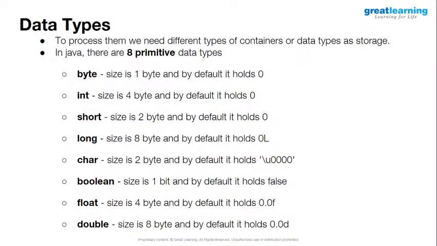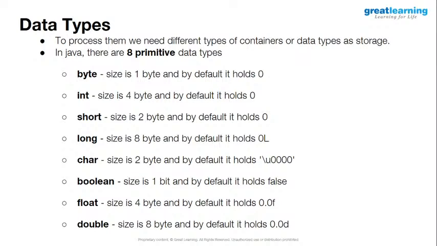As the name specifies, it holds a default value of 0. So int is 4 bytes, by default 0. Short is 2, long is 8, default 0. Char is 2 bytes, boolean is 1 bit, either true or false. Float is 4 bytes, double is 8 bytes.